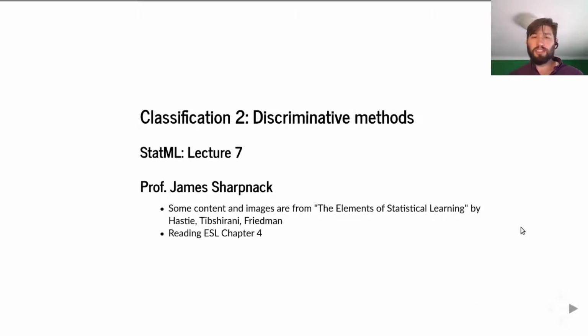Okay, we're going to continue talking about classification. Last time we talked about generative methods for classification. This was based on the Bayes rule for classification. Basically, the idea is that we know exactly how we would classify if we knew the joint distribution of X and Y. So one possible way to do it is just to estimate this joint distribution through density estimation.